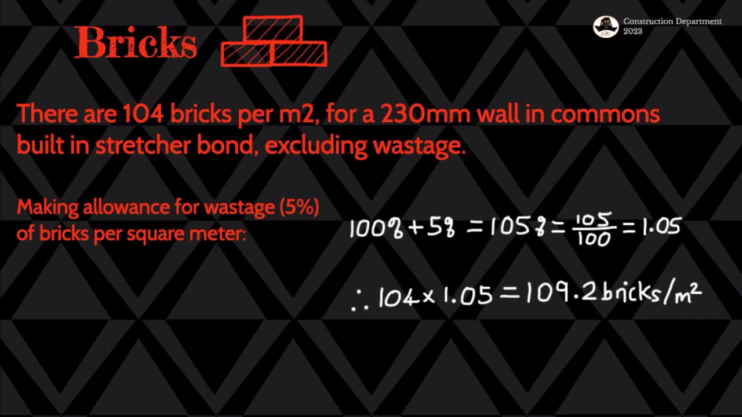It's written per square meter because we're saying for each and every square meter we're expecting to be using 109.2 bricks. We will need 109.2 bricks per square meter, so that we cater for any wastage that happens and we won't be disadvantaged. We will always have to achieve that required number of bricks per square meter, which is 104 bricks per square meter of that 230 wall.